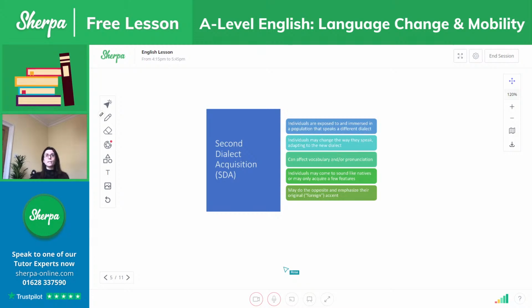And it can affect both vocabulary and pronunciation, or just one of the two. If it's just one of the two, or if it's just in progress, oftentimes vocabulary will be one of the first things that will start to change. And it exists on a spectrum. So people may come to sound like native speakers of the second dialect, or they might just acquire a few features of it.